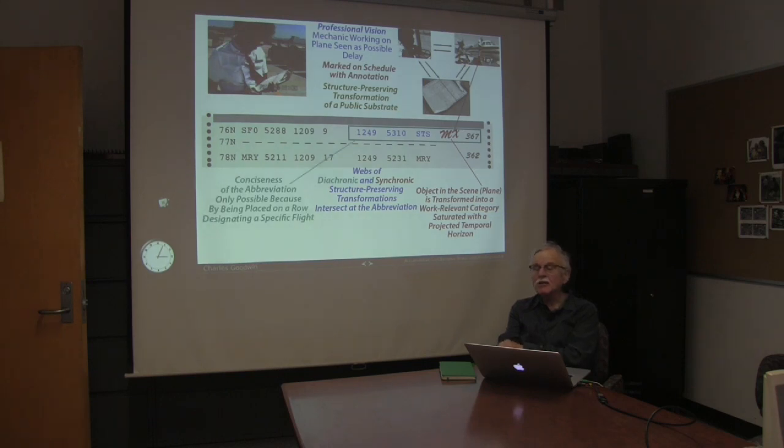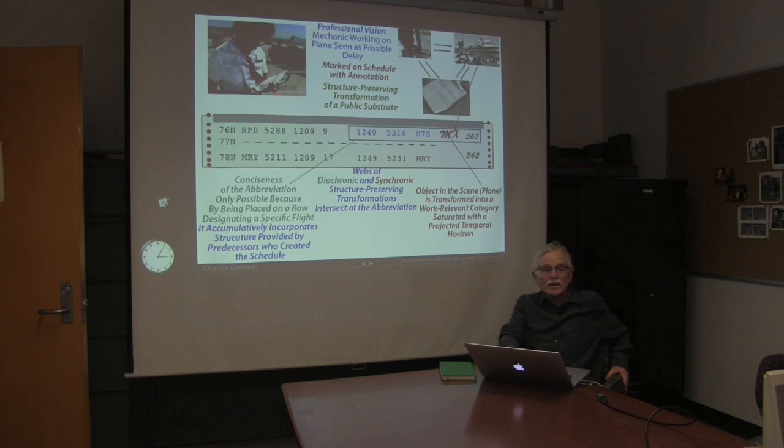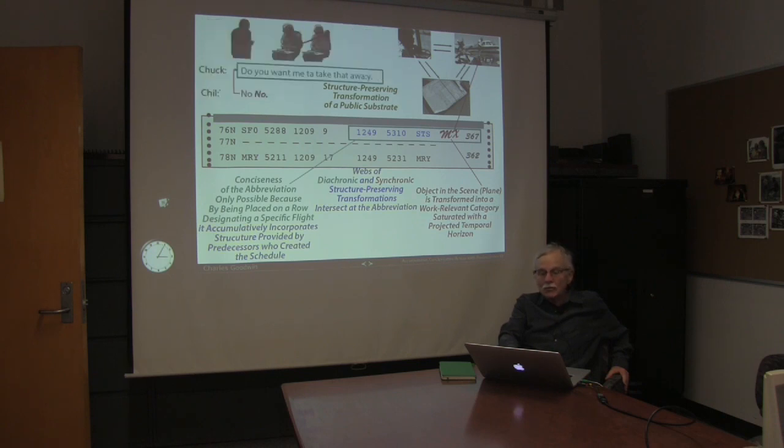But diachronically, looking at the past, the conciseness of the abbreviation is only possible because it's being placed on the row, all the numbers created by her predecessors. She doesn't have to say, well, the flight to San Jose might be late at some point or something like that. She doesn't have to write it down as a big note. All she has to do is write this one thing because all of that other information has been provided by the people who made the schedule itself. So she's accumulatively incorporating structure provided by her predecessors who created the schedule in order to do this.